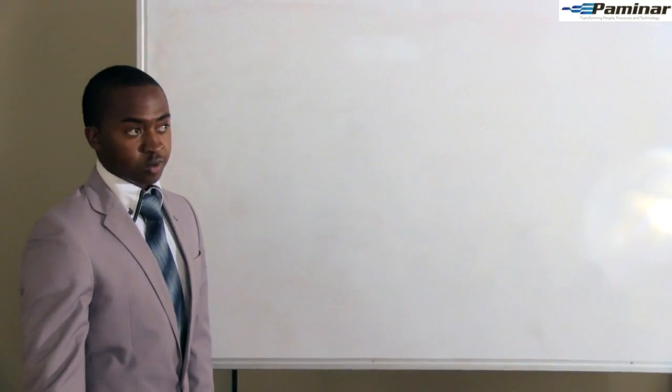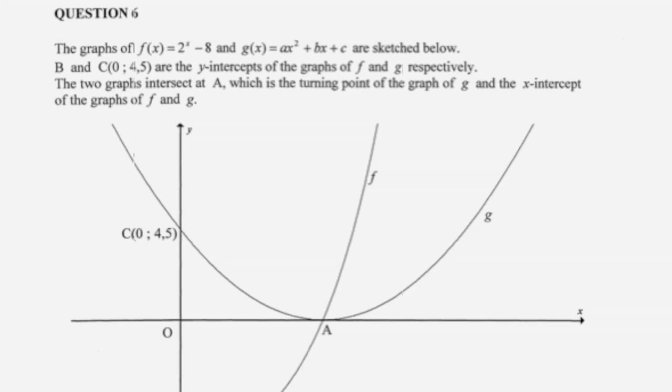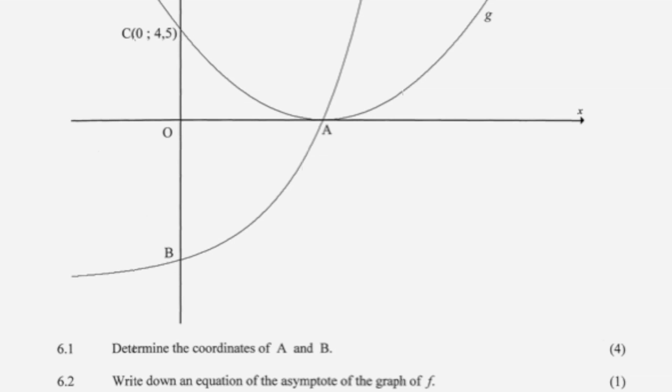Okay, moving on to the paper, we're on question 6 now. It reads, the graphs of f of x is equal to 2 to the x minus 8 and g of x is equal to ax squared plus bx plus c are sketched below. B and c are the y-intercepts of the graphs of f and g respectively, and the two graphs intersect at A, which is the turning point of the graph of g, and the x-intercept of the graphs of f and g. Then the question reads, determine the coordinates of A and B.